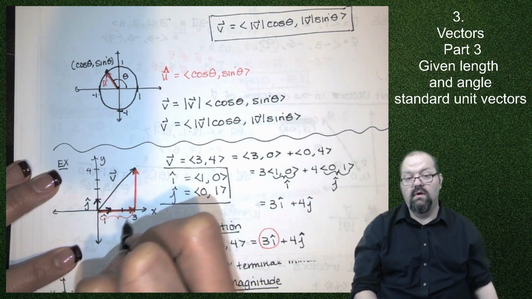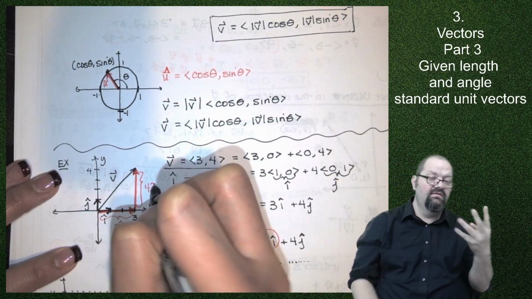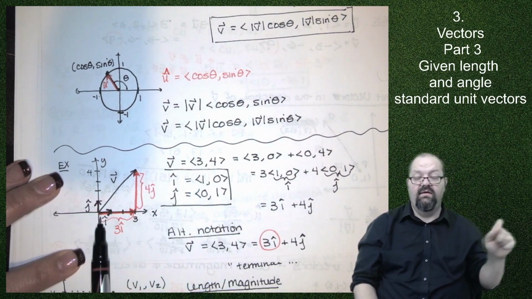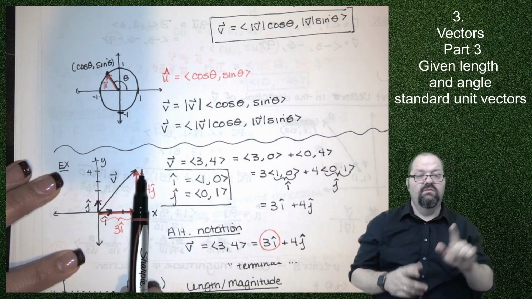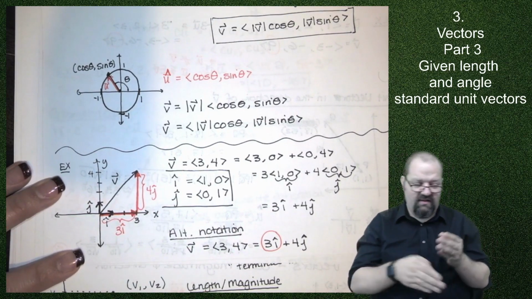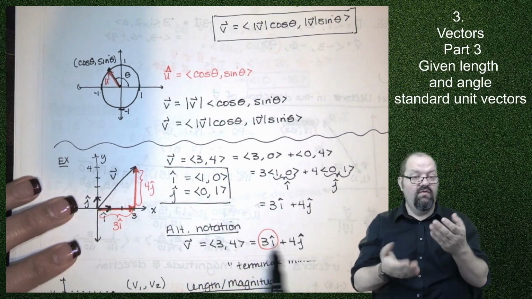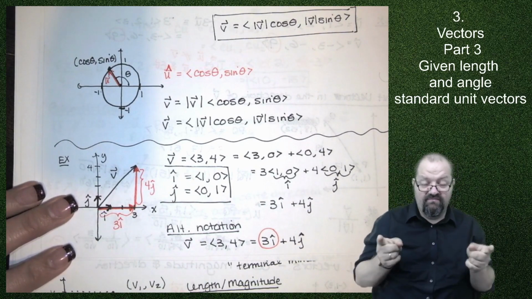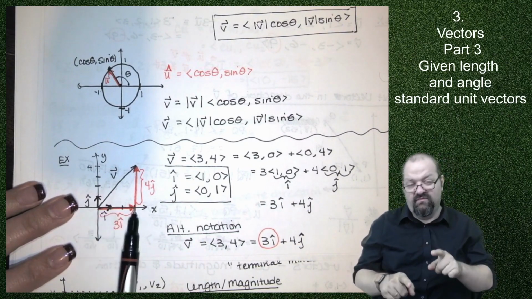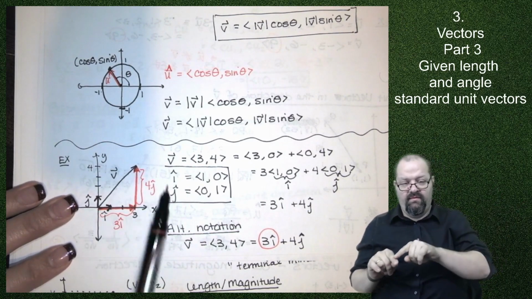So this is 3 i hat, and this is 4 j hat. And when I add them tip to tail, 3 i hat plus 4 j hat, start where you started, end up where you ended up, I get the vector v. So whether you're proving it algebraically or actually computing that sum geometrically, you see you're getting the same thing. If I go from here to here and then here to here, it's the same as going from there to there.